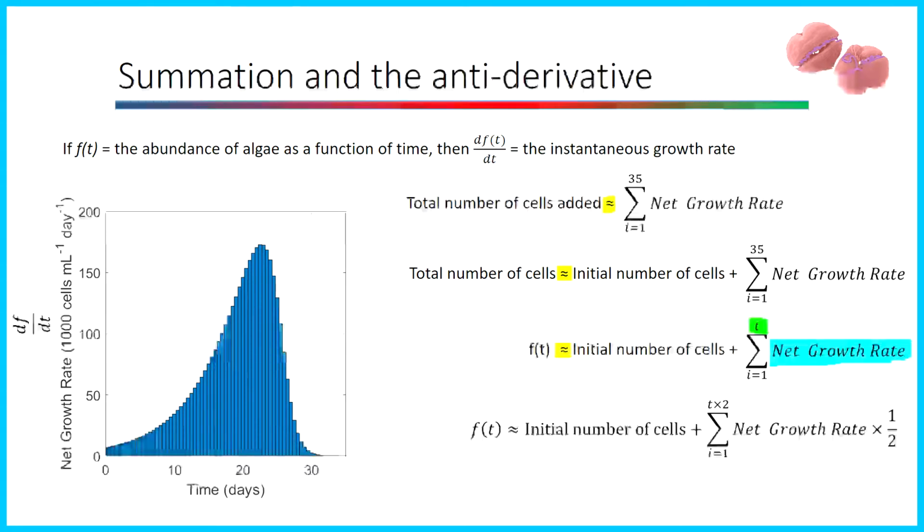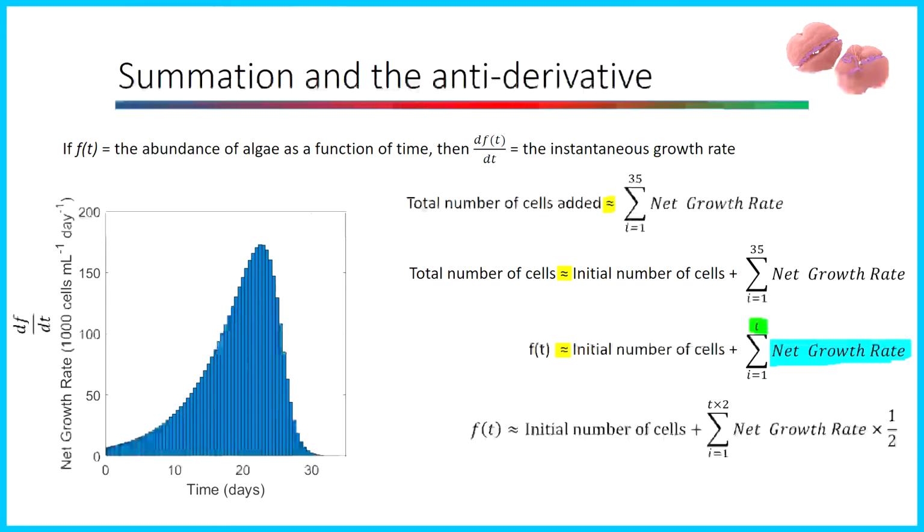We've now got f of t is approximately equal to the initial number of cells plus the sum from i equals 1 to t times 2 of the net growth rate times 1/2. This should make sense because really what we're doing is every half of a day we're adding the growth rate measured at a point during that half of a day multiplied by 1/2 of a day.